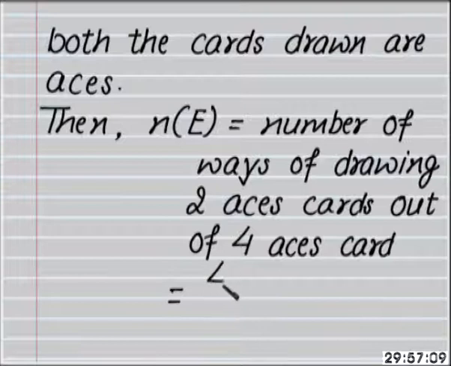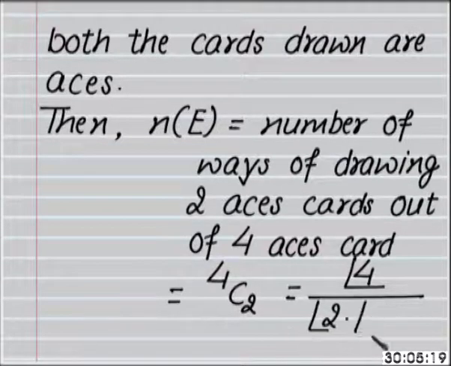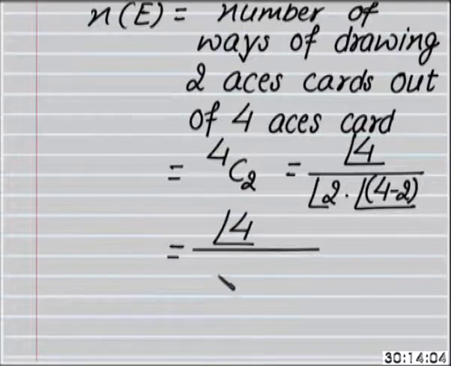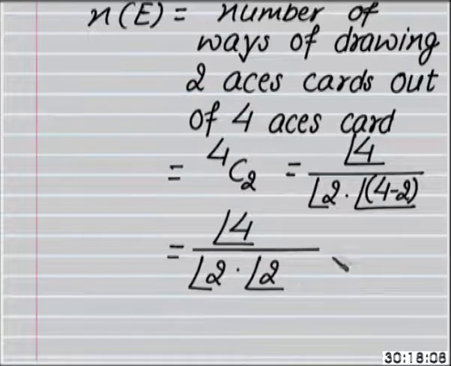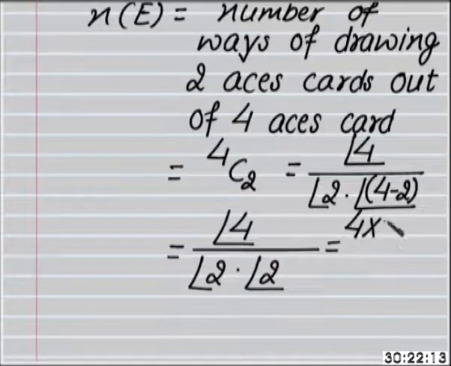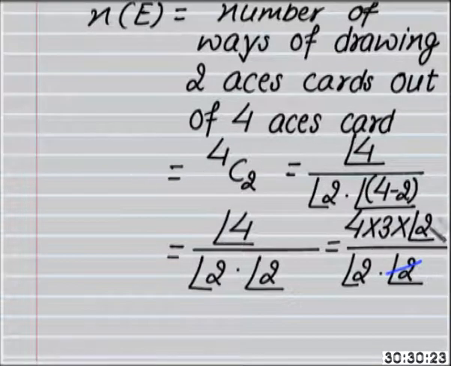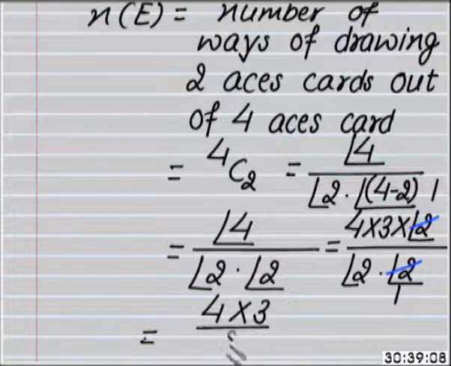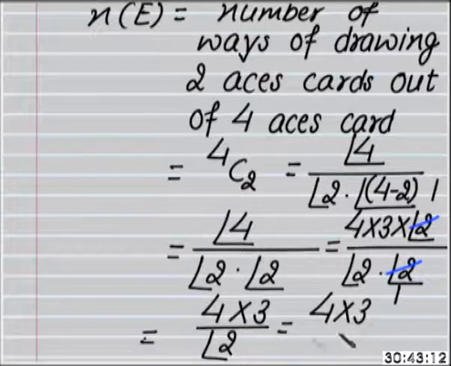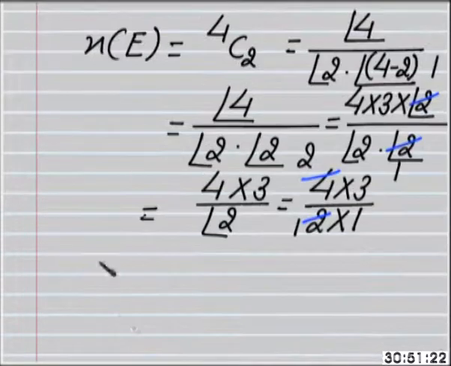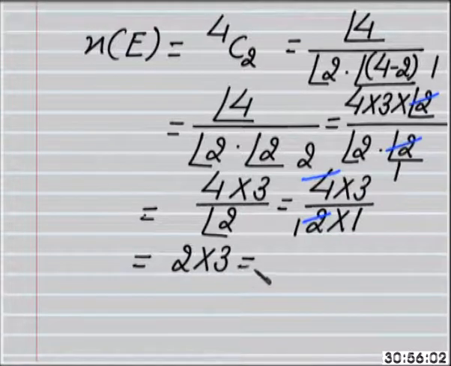that is equal to 4 C2, equal to 4 factorial upon 2 factorial into 4 minus 2 factorial, is equal to 4 factorial upon 2 factorial into 2 factorial, that can be written as 4 into 3 into 2 factorial upon 2 factorial into 2 factorial. On solving, it is equal to 4 into 3 upon 2 factorial, is equal to 4 into 3 upon 2 into 1. Further on solving, it is equal to 2 into 3, that is equal to 6 ways.